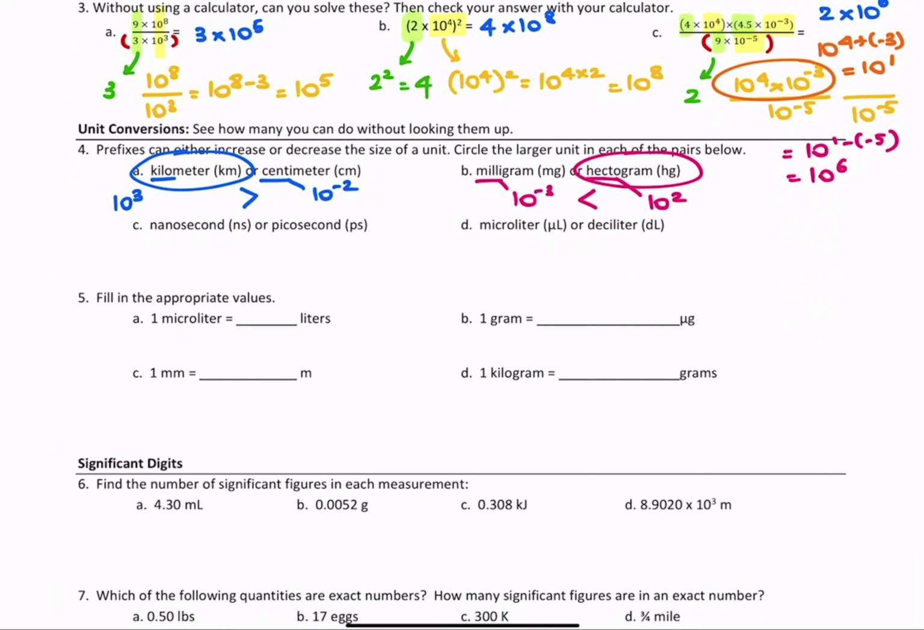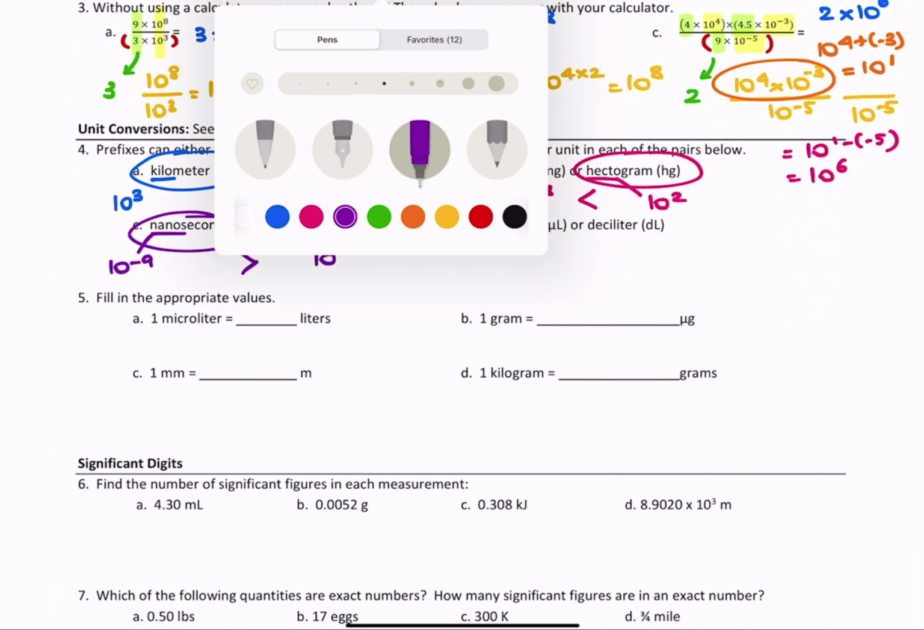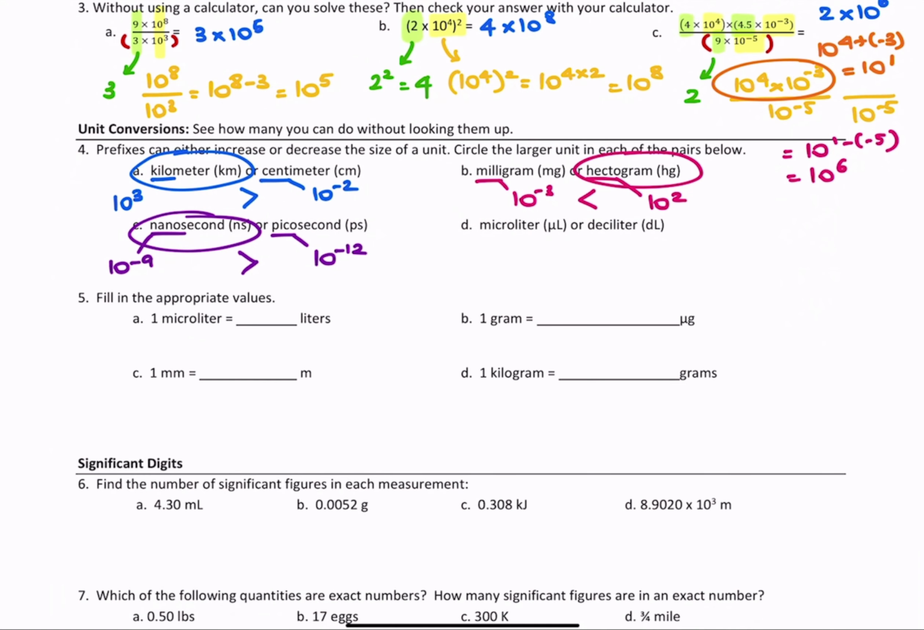C, nanosecond and picosecond. Nanosecond will actually be the bigger unit because nano is 10 to the negative 9, pico is 10 to the negative 12, therefore 10 to the negative 9 is bigger than 10 to the negative 12. And then finally, microliter and deciliter. Well, deciliter will be the bigger unit because deci is 10 to the negative 1, while micro is 10 to the negative 6, and 10 to the negative 1 is greater than 10 to the negative 6.